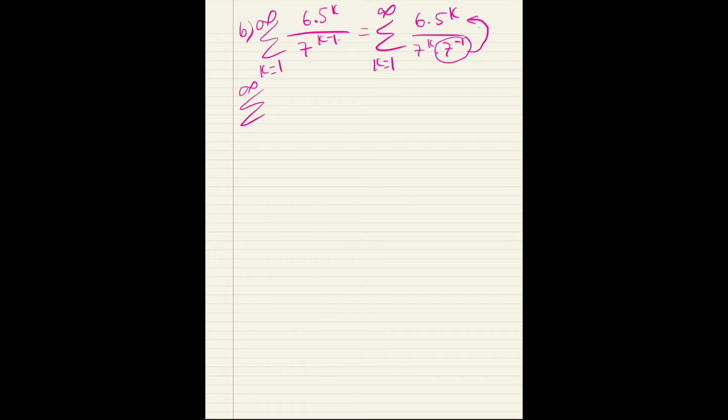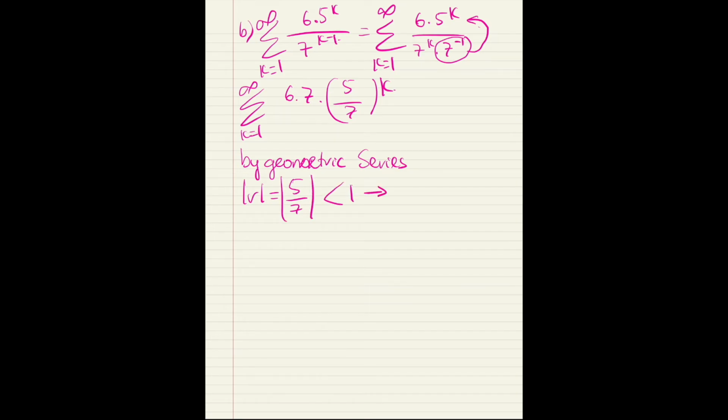So this series is going to be equal to the series from k equals 1 of 6 times 7 times (5/7)^k. And by geometric series, we have the absolute value of r equal to 5/7, which is smaller than 1, so this one is convergent. A equals 42. The first term, this is the answer for number 1.